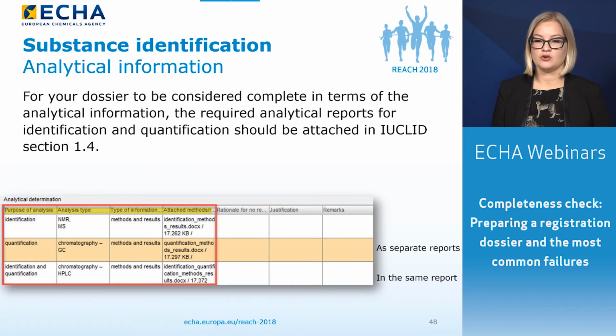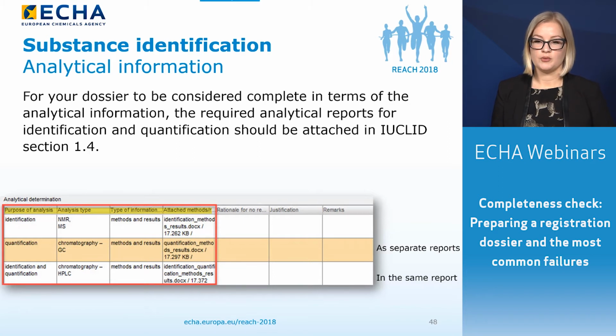Then, the final part of substance identification is the analytical information. For your dossier to be considered complete in terms of the analytical information, the required analytical reports for identification and quantification should be attached in EUCLID section 1.4.